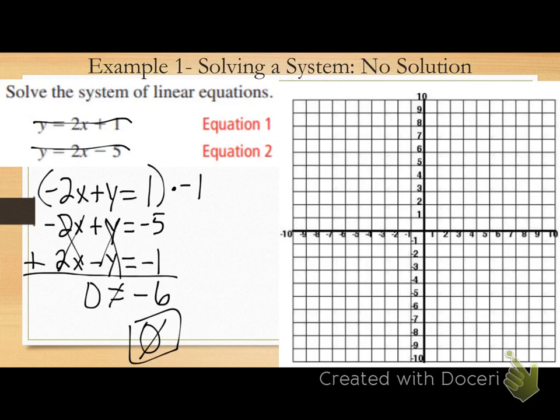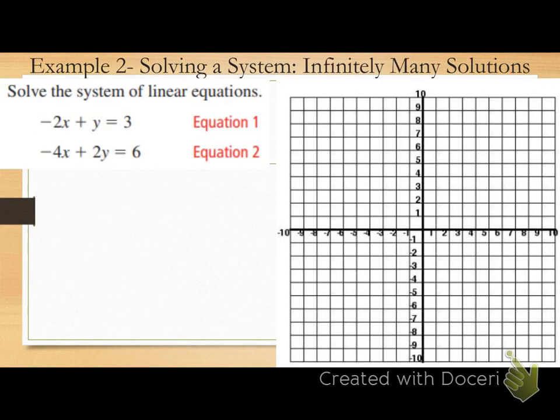Any questions about that? Can I move on to our second example to solve all three ways? Yeah. Last example here. Solve the system of linear equations. Negative 2x plus y equals 3. Negative 4x plus 2y equals 6.